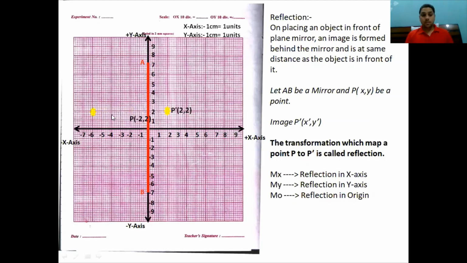Similarly, if I change the point P from -2 to -6, the coordinates will be (-6, 2), and this point will move towards this location. This will be (6, 2) here. So for the point P (-6, 2), it has the image P dash (6, 2). This is how we transform the mapping from point P to P dash. This is represented by My, reflection in the y-axis.